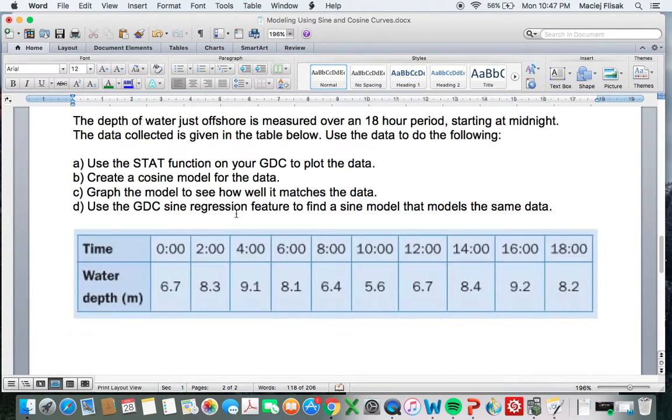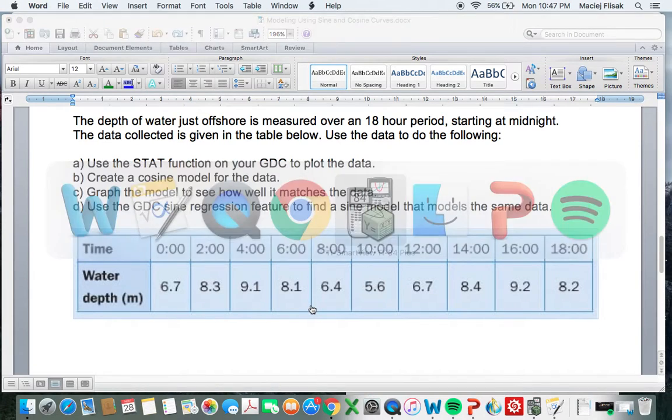Here we're going to use our GDC a lot, so it's important you know how to do this for sure for the exam. Use the stat function on your GDC to plot the data. Here's the data. Here's midnight, 2 in the morning, 4 in the morning, 6 in the morning, 8, and so on. And here's the depth of water. So first of all, I'm going to use the stat function to enter that data. So let's get your calculator going.